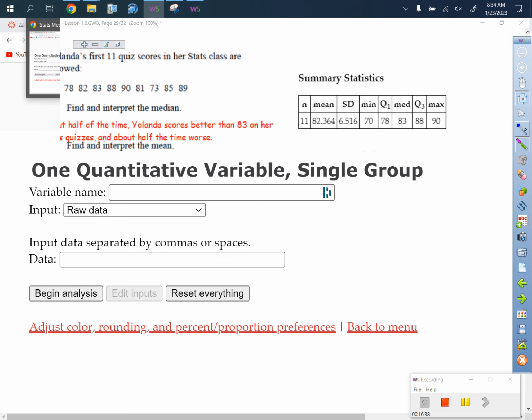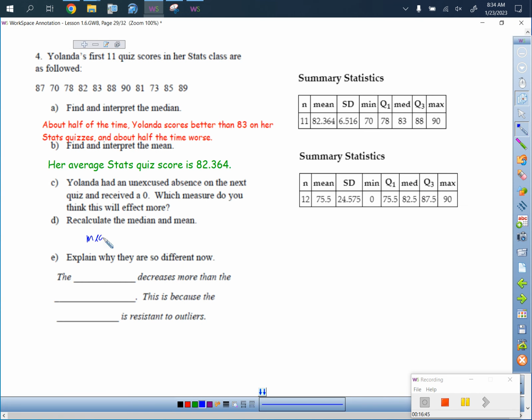Recalculate the mean and median. So the mean is 75.5 and the median is 82.5. It did change the median just a little bit. It changed that median, but not much. Didn't her average drastically change? She went from averaging like an 82 to a 75.